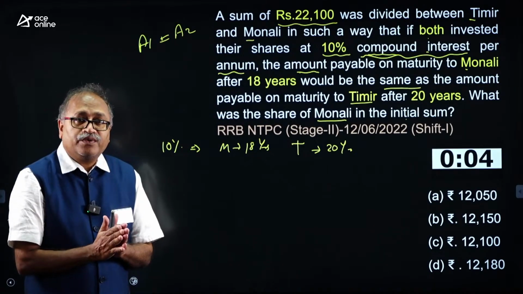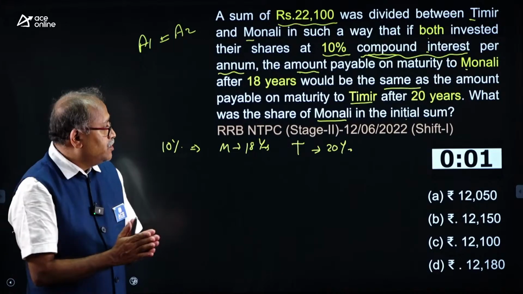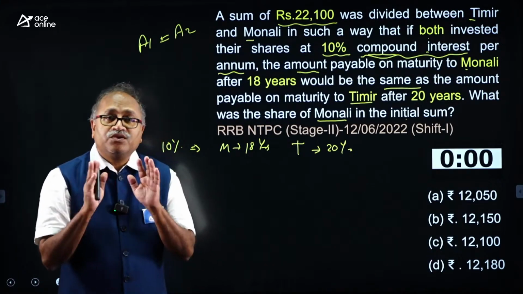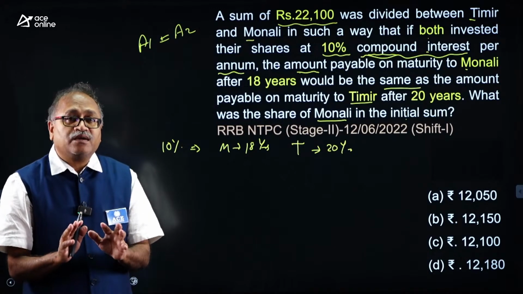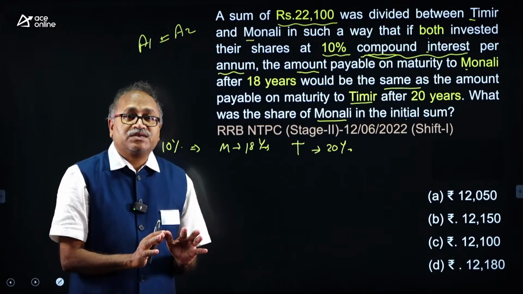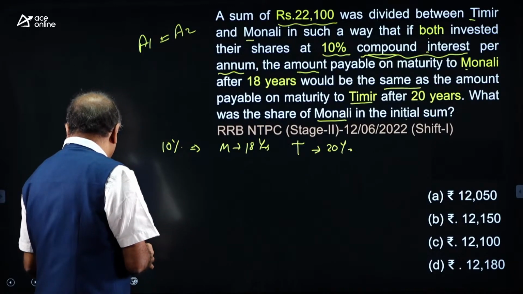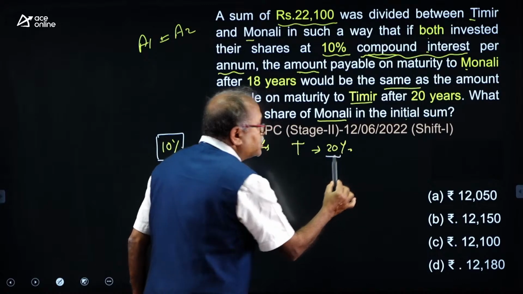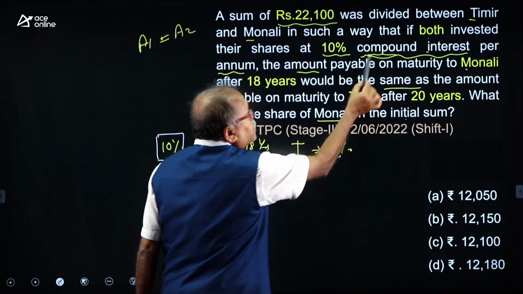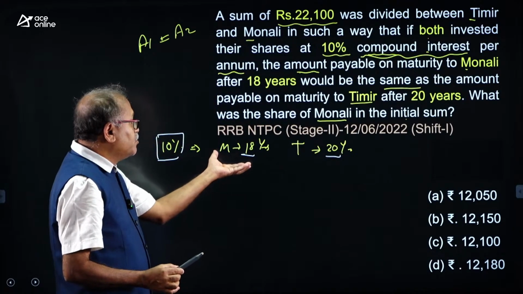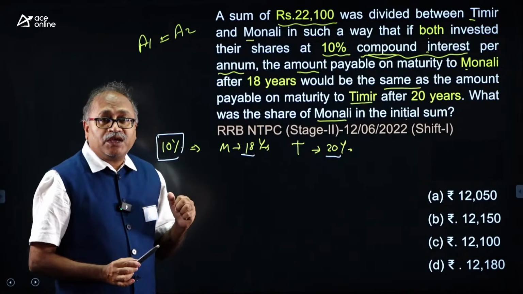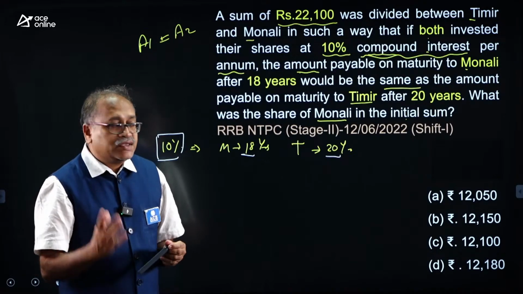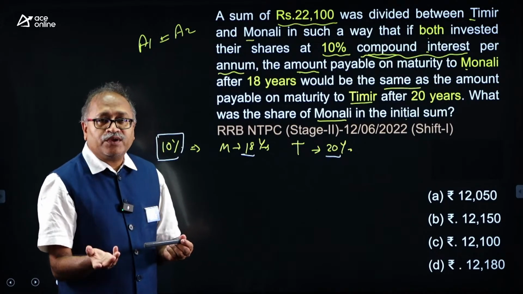Let the time be over. You calculate it, and you must know this question. Several times RRB has given this type of question, where the rate of interest is the same, the timing is different, and it is compound interest. It is said that the amount of M is equal to the amount of T. See my friends, you must be knowing the general method.